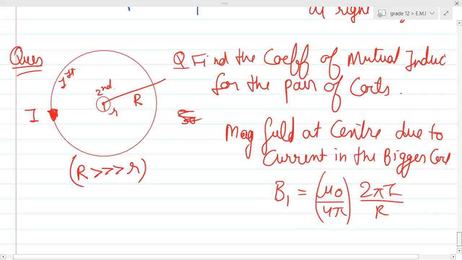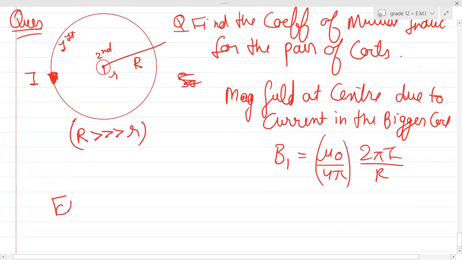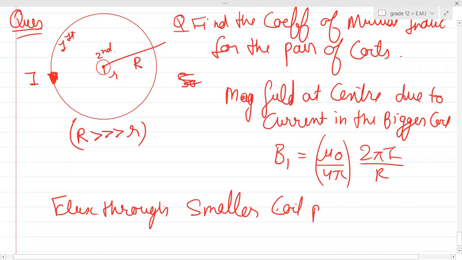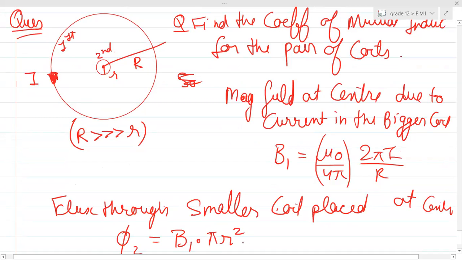P1 is this. Now the flux through the smaller coil placed at center, will it be equal to phi 2? The magnetic field at the center is B1 multiplied by the area. And let's see, what is the direction of the magnetic field due to this?